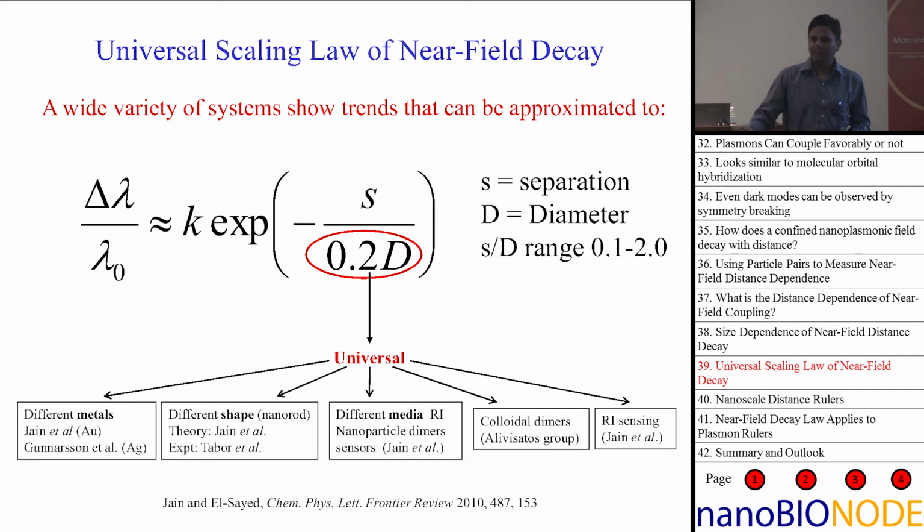We changed the shape, the size, the medium. No matter what we did, it always had that universal form. Different metals, different shapes, different media, colloidal dimers, everything had this expression. A simple physical expression that actually comes from electrodynamics. It wasn't realized before. Now, what does this do for a bio application? So, last two slides, and I'll end here with an application.